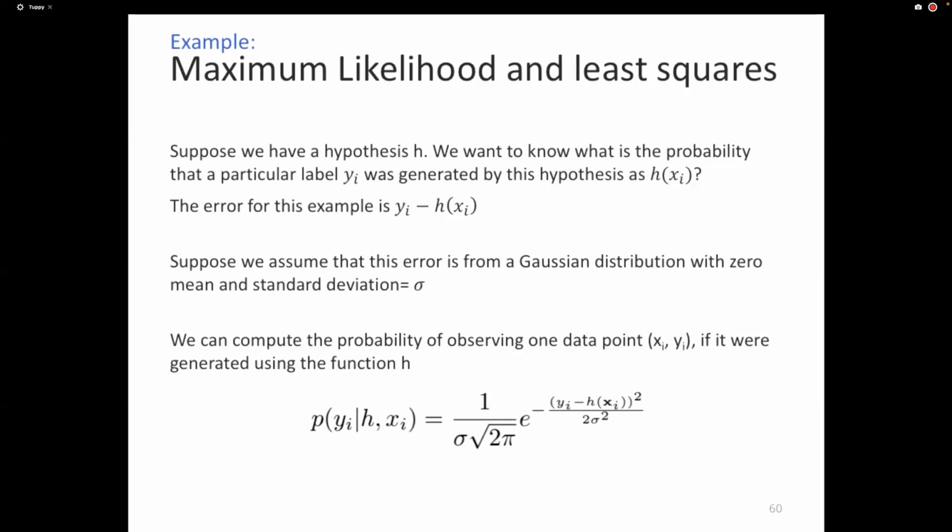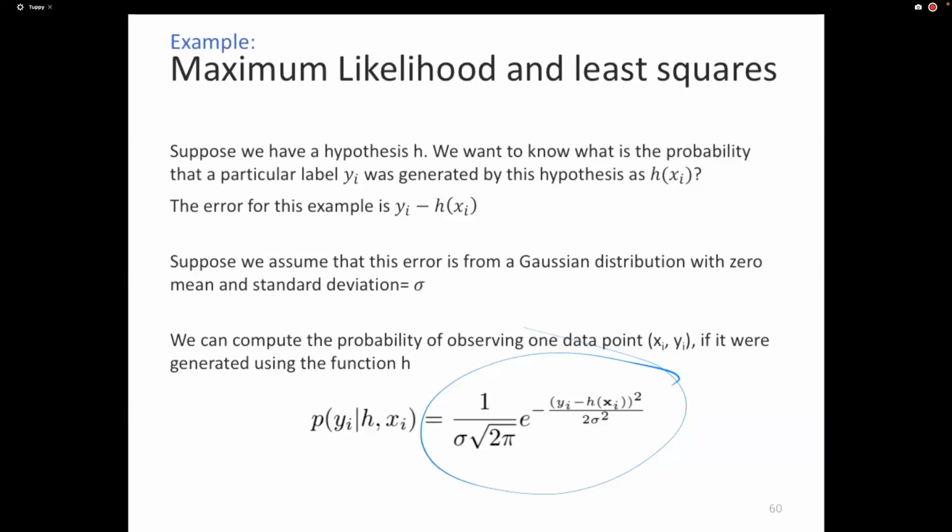So we can compute the probability of seeing this one data point, which is simply this expression here. Again, I'm playing a little bit loose with probability density here, and I don't want to get into that discussion. So we can compute the probability of observing one data point, xi comma yi, had the true function been h. And that probability is nothing but the probability density for the Gaussian distribution. Any questions?